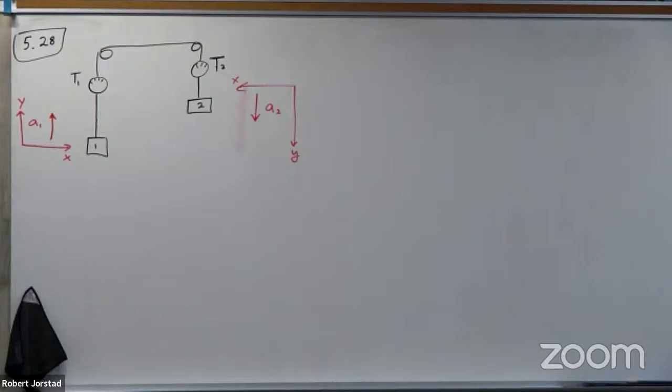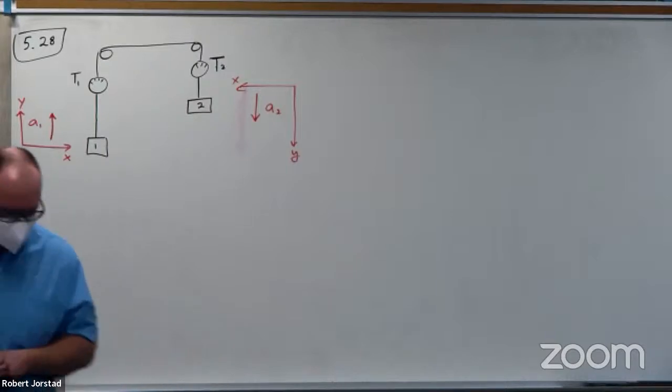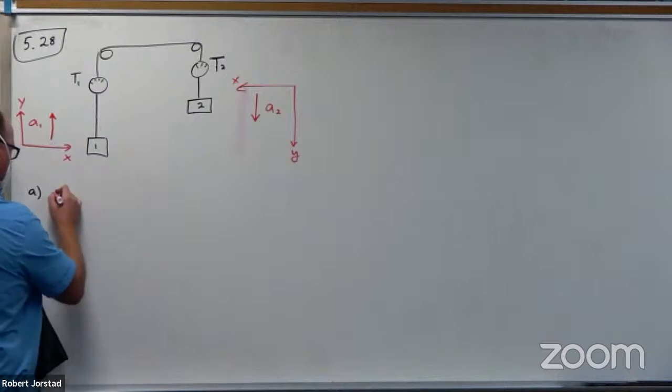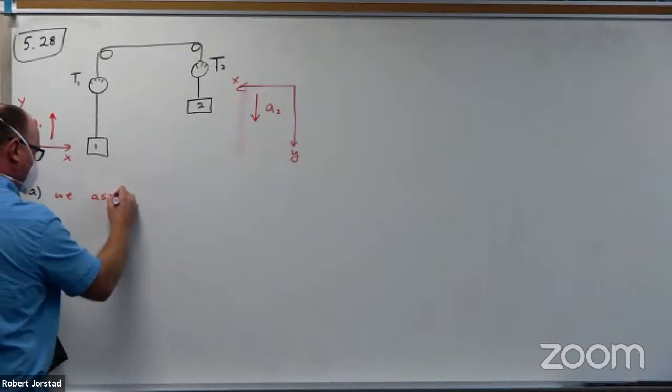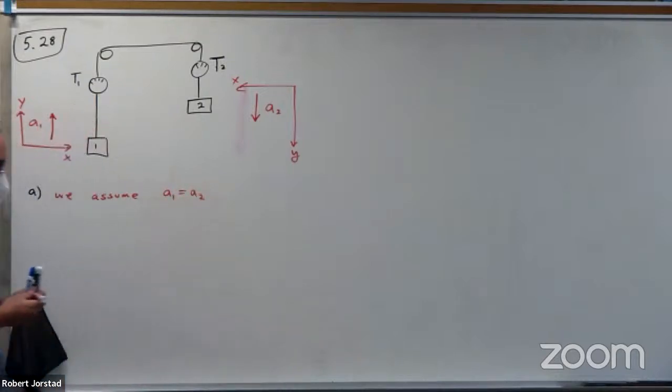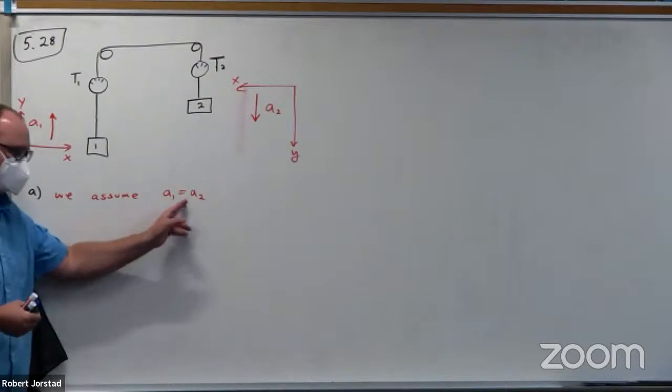Okay, go. Figure out the FBD. Oh, wait. I don't want to go yet. There's 3 things I've got to discuss. Part A. What does part A ask? Assuming that A1 equals A2. Yeah, we assume A1 equals A2. Why? What words in the problem allow us to make this assumption?